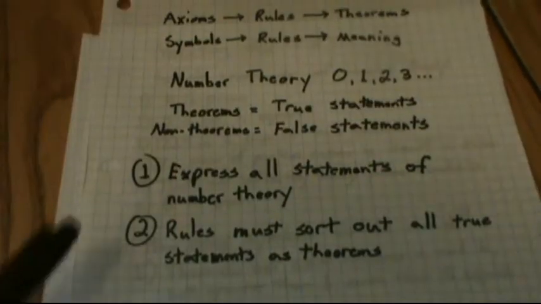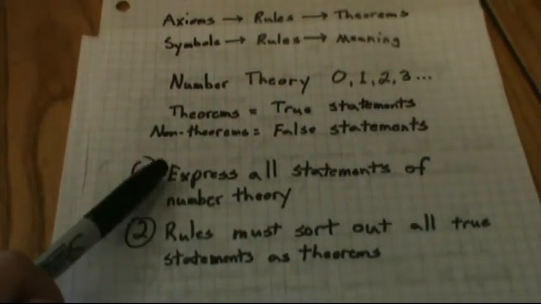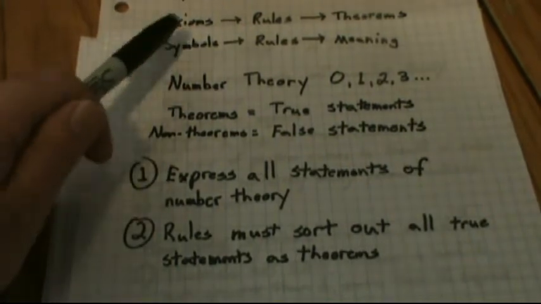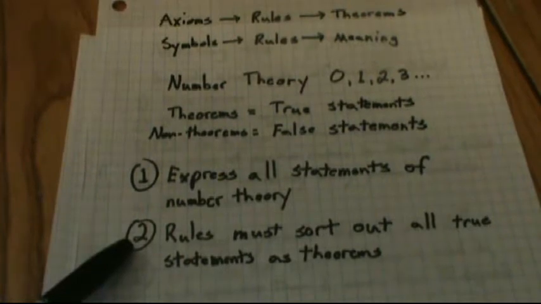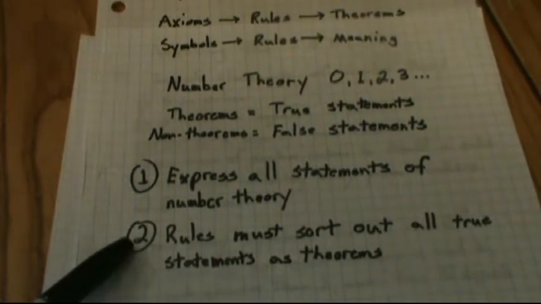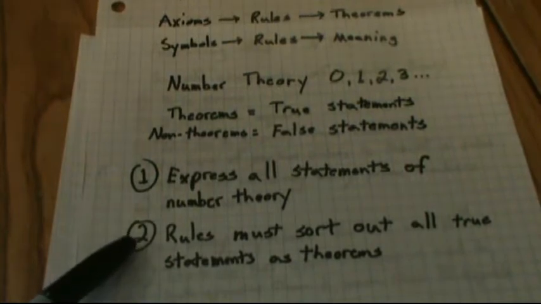The first step is we should make sure we can express all statements of number theory using nothing but a few symbols. And then the hard part, we have to figure out what rules we can use to give those symbols that we've chosen to use the correct meaning.